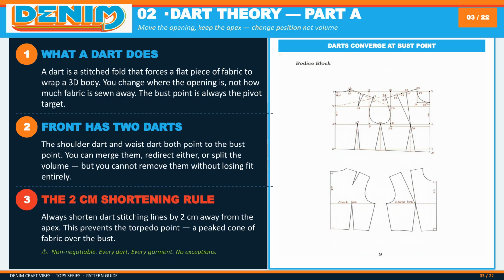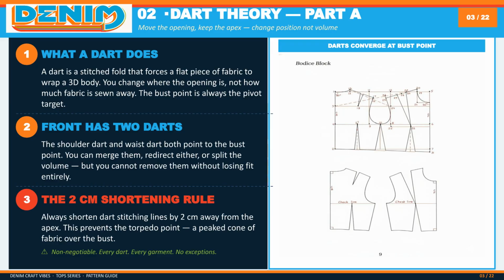Dart theory of manipulation. Darts turn flat fabric into shape around the body. Front darts point to the bust point and can be redirected. Shorten dart stitching before the apex for a smooth finish. A dart is what gives flat fabric the three-dimensional shape.